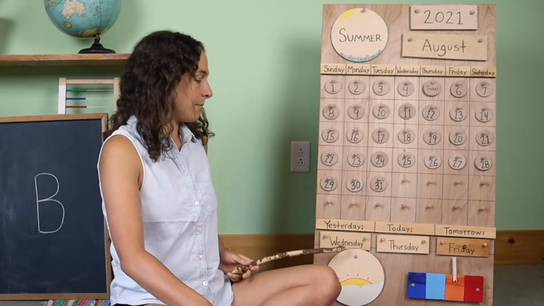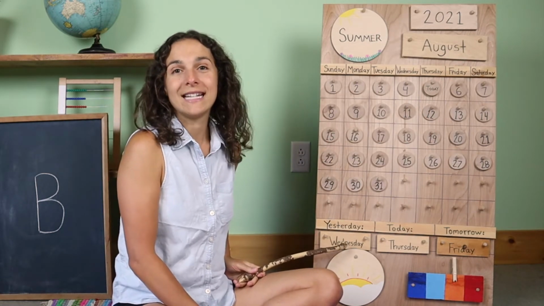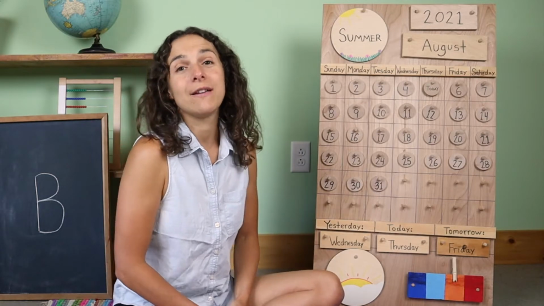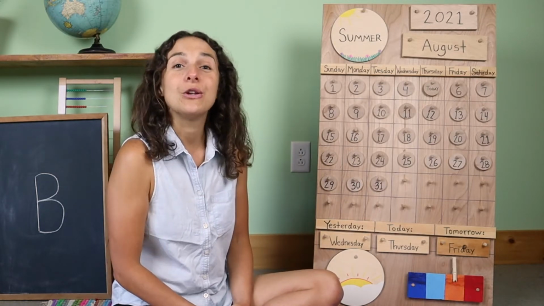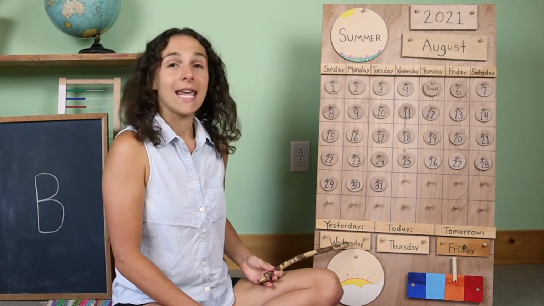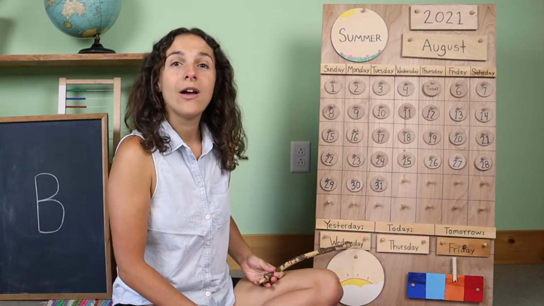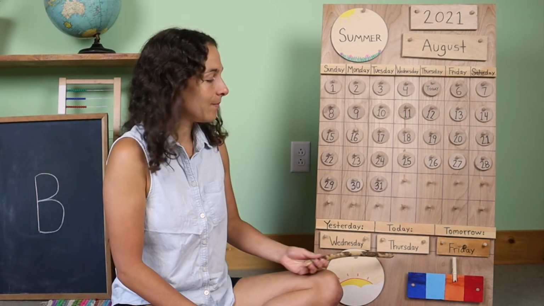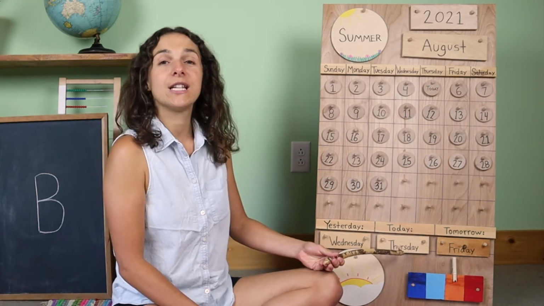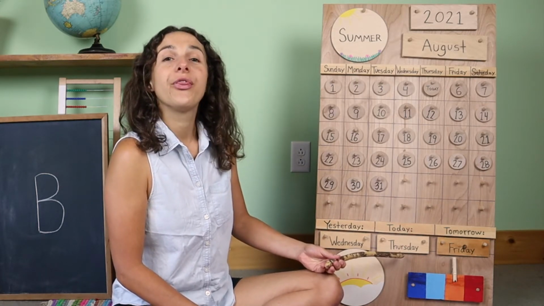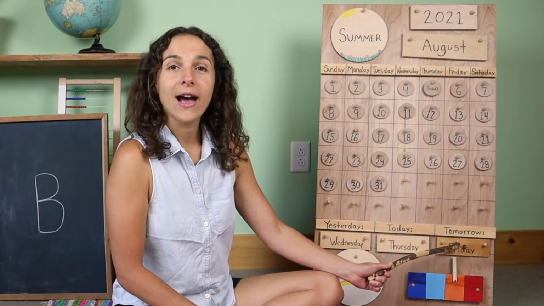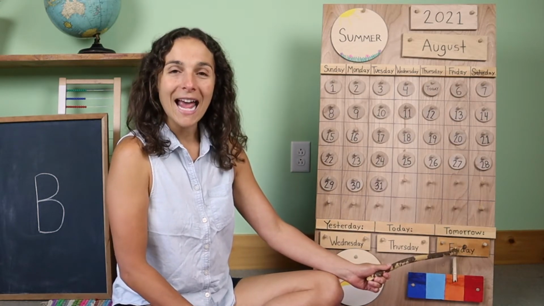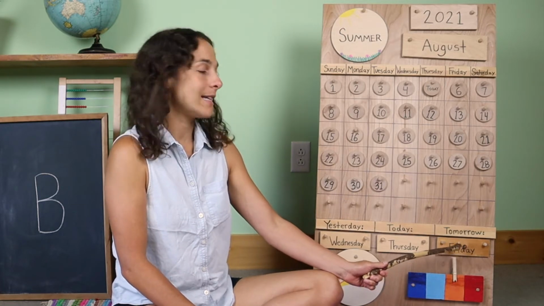Let's travel down to the bottom of the chart and go over the days together. I'm going to give you the sound that the day starts with, and if you know what the day is, you can say it with me. Yesterday was W. Wednesday. So that means that today is Thursday. Tomorrow will be Friday, the last day of the weekday.